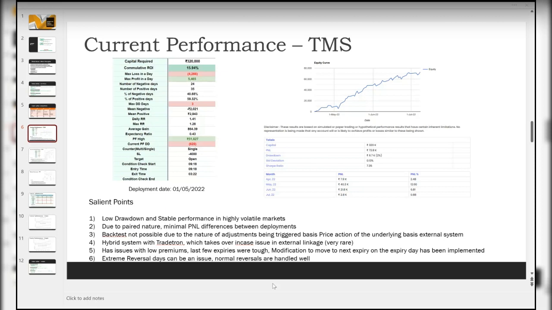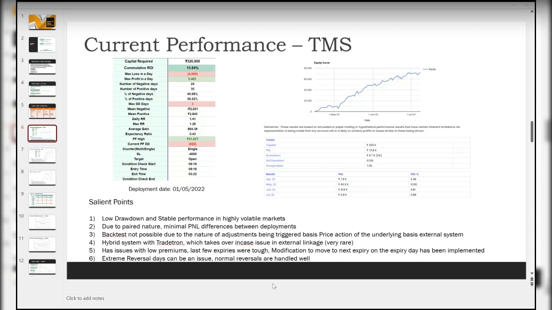The advantage of a paired nature is that generally there are minimal differences between deployments, because the leg will not get cut. So that advantage remains, and a lot of people have applauded us for that. That's just the system. We are not doing anything. It's basically the system which will not have major differences, because if it doesn't roll, then it would have similar P&Ls.